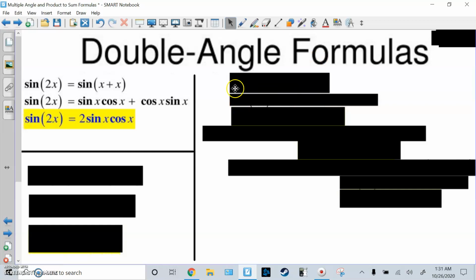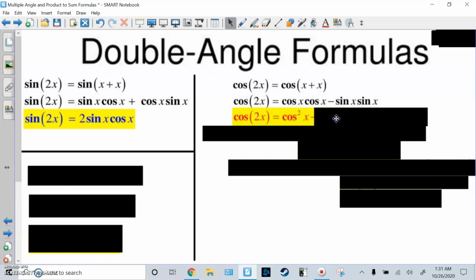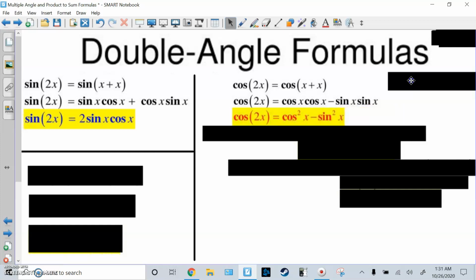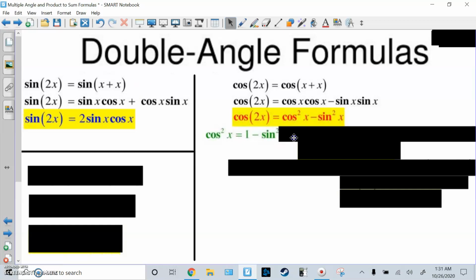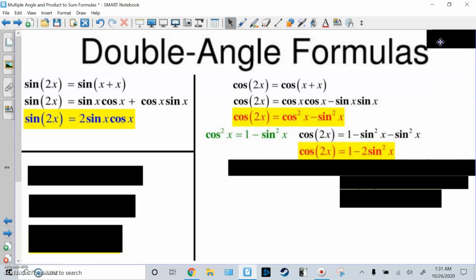Right, cosine's a little different. Well, same idea first. Cosine of 2x is really cosine of x plus x. Do the formula. You get that. Cosine x times cosine x is cosine squared x. Then minus sine x times sine x, sine squared x. So that's one of the formulas, but we could use one of the Pythagorean identities. We can use cosine squared x equals 1 minus sine squared x. So I plug that in. I get this. Combine terms, I get this second alternate formula, same thing.